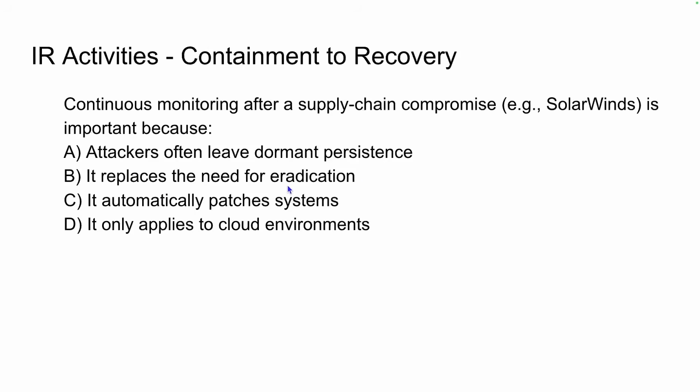And it does not replace the need for eradication. That is also untrue. Continuous monitoring is doing a completely different thing. There is no such thing as replacing eradication or replacing anything in a series of steps. It's one of those red flag words like the word "only." We're definitely not doing that either. So attackers often leave dormant persistence. Dormant meaning it's kind of sleeping, and then in a week or 2 weeks or in a month, it wakes back up, and now it's going to persist, and they're going to try to do something else and try to reconnect to their C2 server. So this is why we continuously watch. We're watching for that dormant persistence.